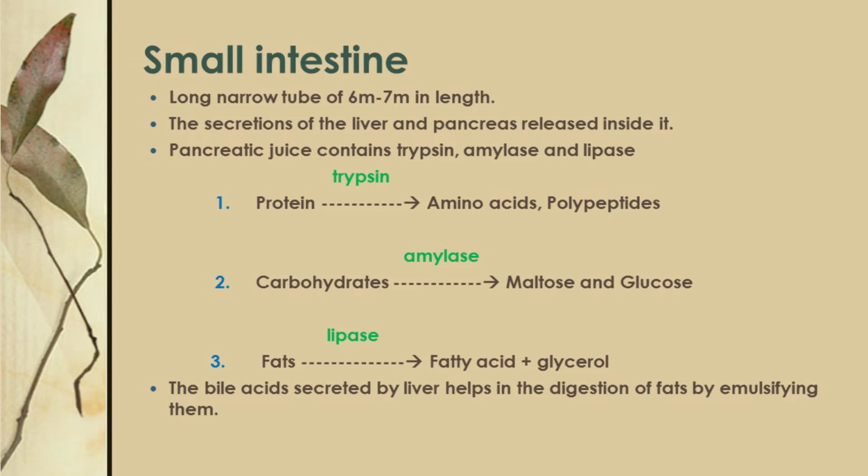The secretion of the liver is bile, and the pancreas releases pancreatic juice, in which 3 types of enzymes are present: trypsin, amylase, and lipase. Trypsin acts on proteins and converts protein into amino acids and polypeptides.